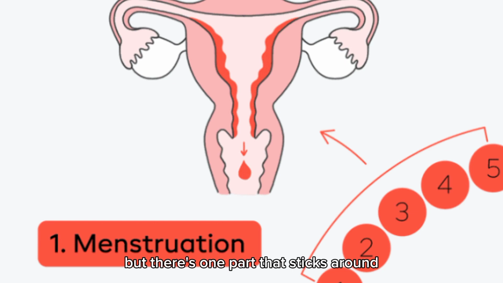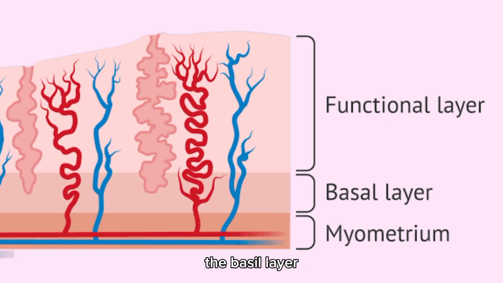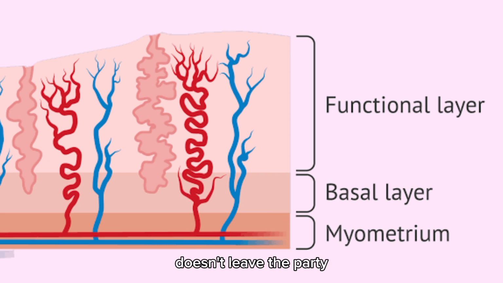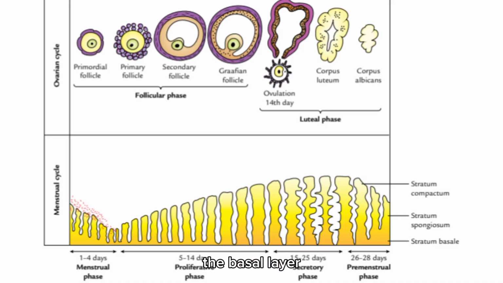But there's one part that sticks around: the basal layer. This thin layer, nourished by its own dedicated arteries, the basal arteries, doesn't leave the party. The basal layer, with its own supply of arteries, serves as the regenerative layer in the rebuilding of glands and arteries in the proliferative phase. It's the foundation from which the uterus can start anew, preparing for the next potential implantation.